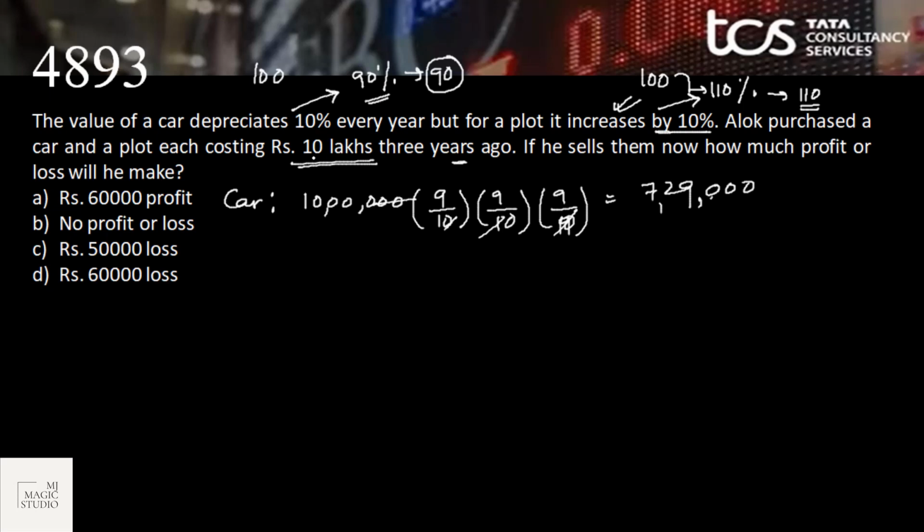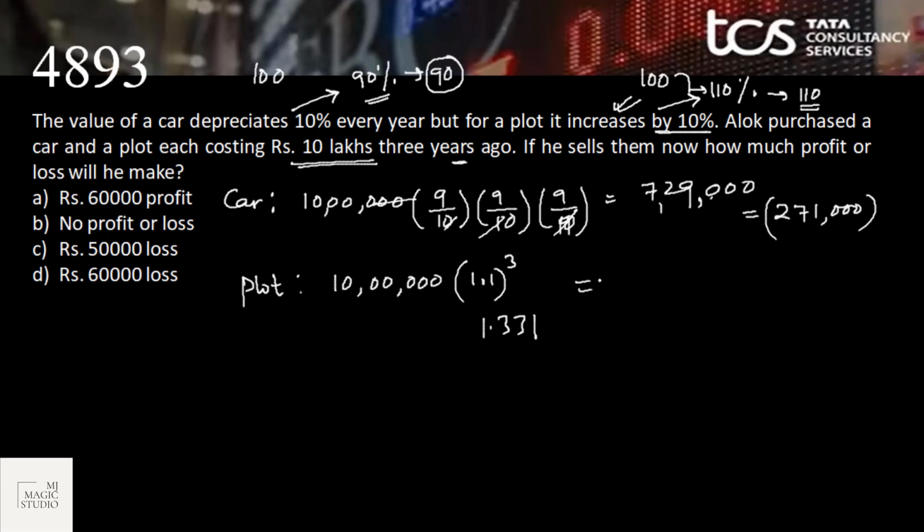Here there is a loss. 10 lakh minus 7,29,000 will give 271. Loss of 2,71,000. Now on the plot of land, the value will become 10 lakh into, it is increasing by 10%. That means it would be 1.1, or 110 by 100, multiplied 3 times. 1.1 cubed is 1.331. So here the selling price would be 13,31,000. So in this case, he is making a profit of 3,31,000.